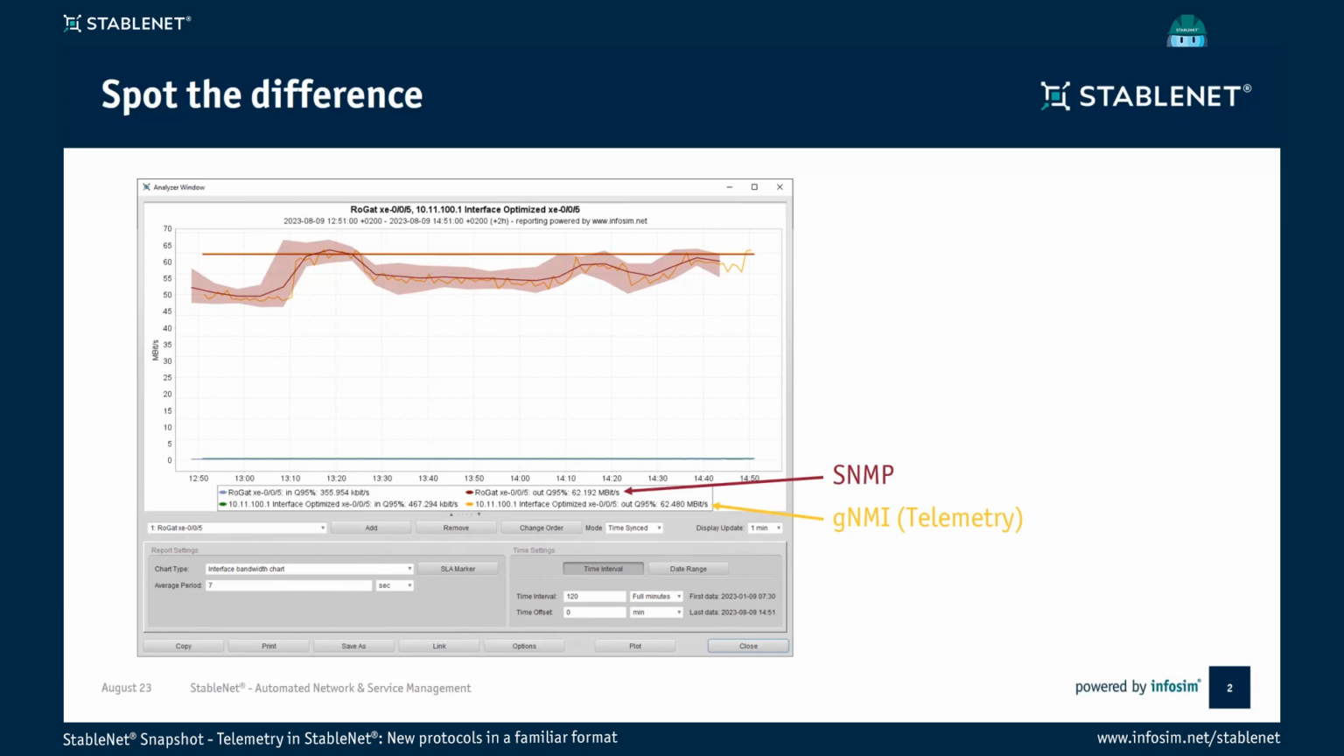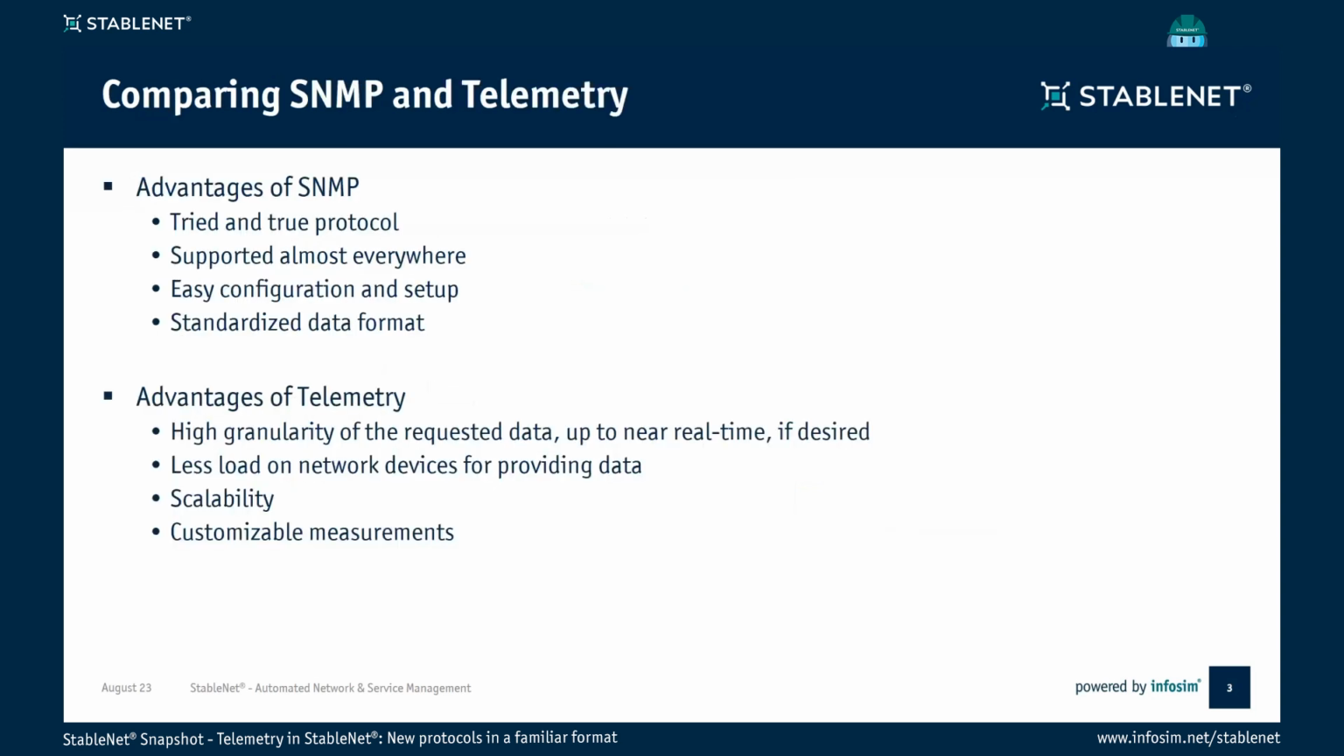As you can already see, with StableNet, you can easily compare data of different measurements filled by very different protocols, because the data in the end looks the same. Now, what are the differences between the two approaches, SNMP and telemetry? Let's have a look at the respective advantages.